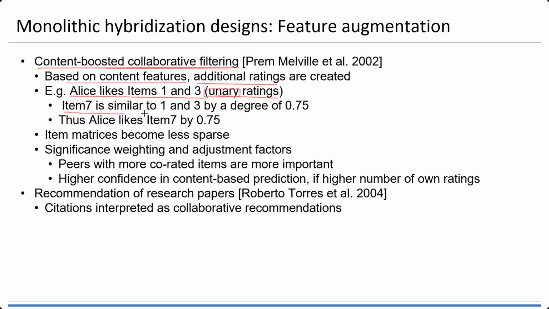So if item 7 is similar to 1 and 3 by a degree of 0.75, then Alice will like item 7 by 0.75. So we can make some kind of similarity, okay? And for this one, we will need the item matrix. Using this, the matrix will become less sparse. And we can look at the weighting and some adjustment factors.